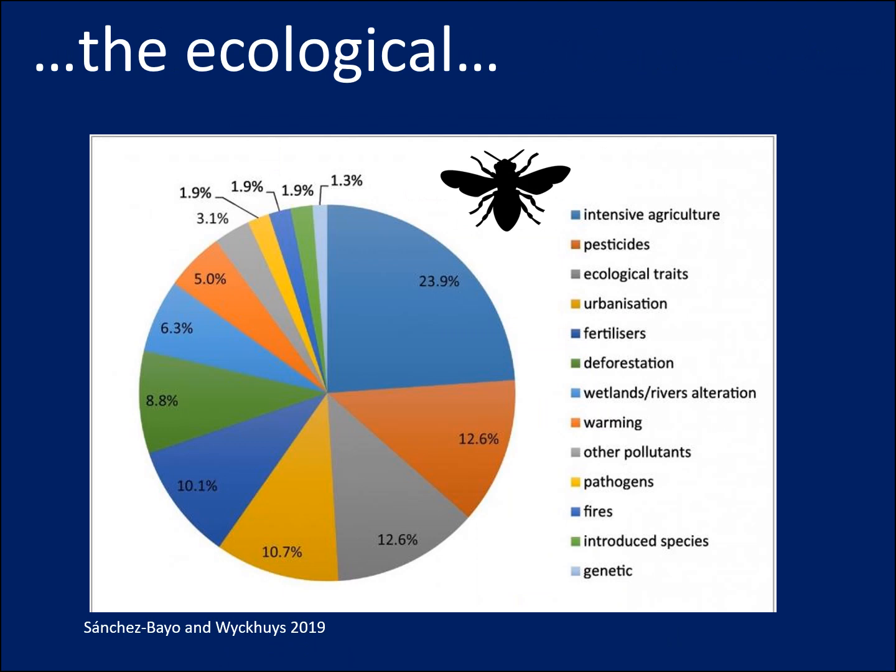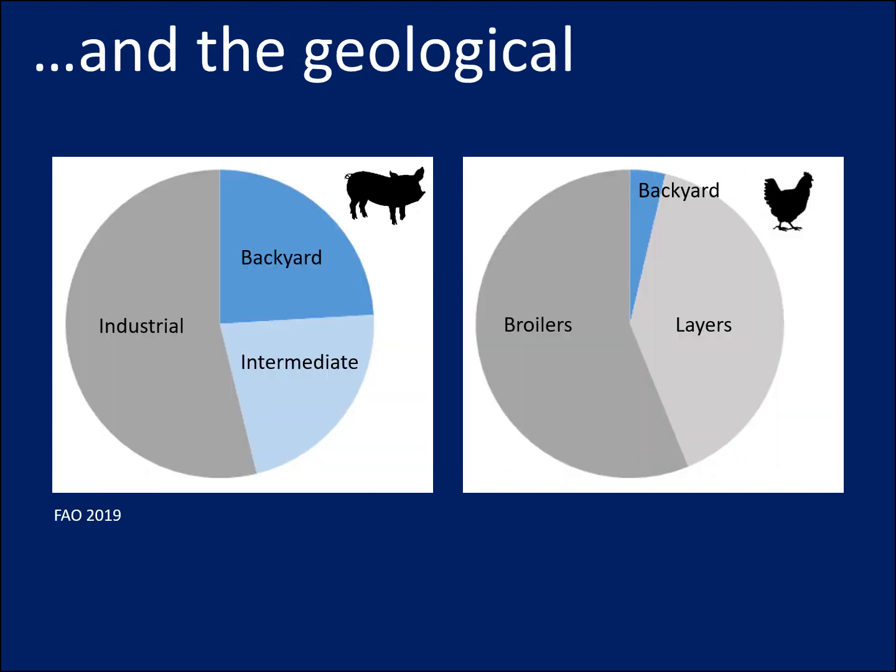The circuits of capital are imprinting upon the ecological, with intensive agriculture directly, and by pesticides, fertilizers, deforestation, habitat loss, and introduced species, by far representing the most responsible cause for global insect declines. The circuits of capital are also imprinting upon the geological. Here, the proportions contributed to global greenhouse emissions by sector in kilograms per carbon dioxide equivalent. In hog and chicken, industrial production drives the problem if only by dint of the numbers of animals produced, but also by feed and fertilizer use, manure production, energy use, and meat processing.